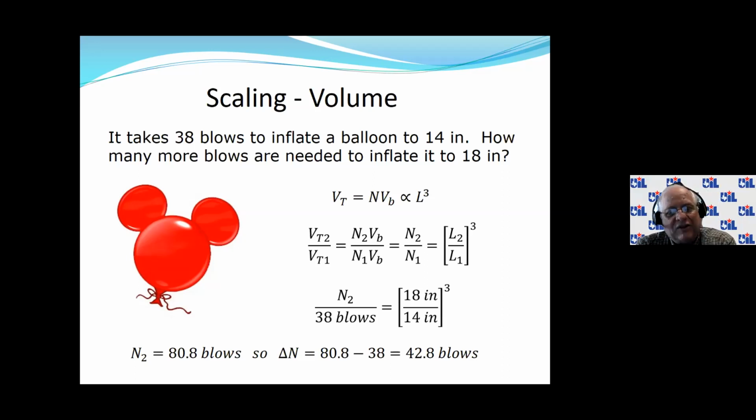But this is the tricky part about this problem: 80.8 is not the answer. That's the number of blows it takes to inflate an initially uninflated balloon to 18 inches, but it takes 38 blows to get it to 14 inches. So the total number of additional blows after 38 is the difference that you see. To answer the question, how many more blows are needed to inflate a 14-inch balloon to an 18-inch balloon, it is actually 42.8 blows. And again, we would answer this to 3 significant digits.